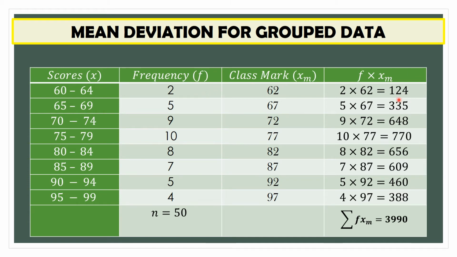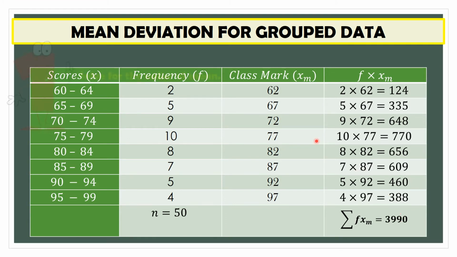So, 2 times 62 is 124. 5 times 67 is equal to 335. Then 9 times 72 is 648. 10 times 77 is 770. 8 times 82 is equal to 656. 7 times 87 is equal to 609. 5 times 92 is equal to 460. And 4 times 97 is equal to 388. Then we are going to get its sum. So we have 3,990.